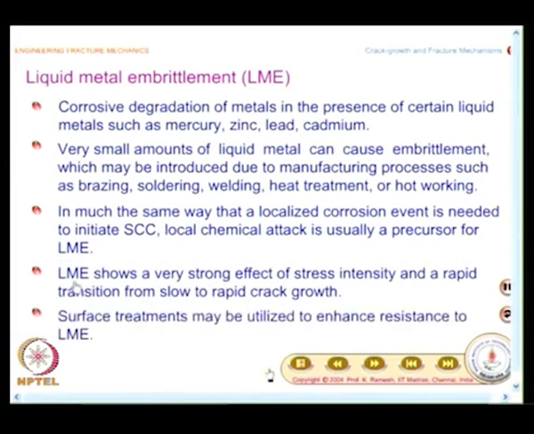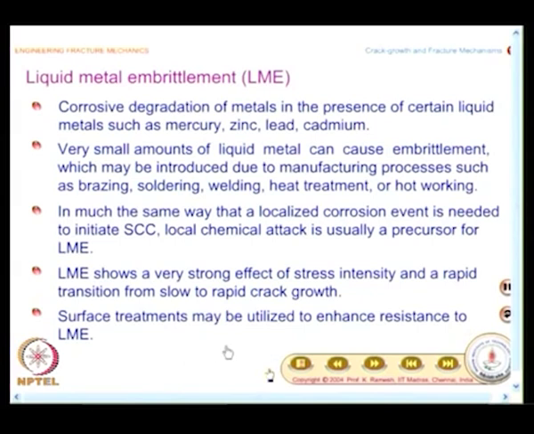And there is a typical characteristic of LME. It shows a rapid transition from slow to rapid crack growth. This is a very significant signal that the growth is precipitated by LME. And how can you minimize this? You can do it by proper surface treatments. By doing this, they can help to enhance resistance to LME.